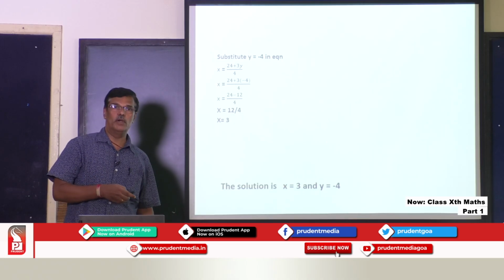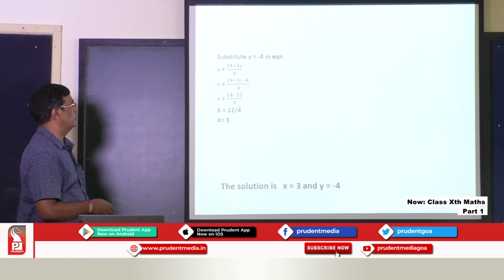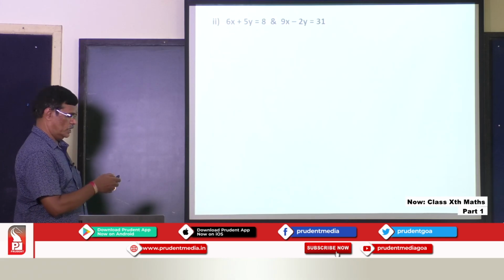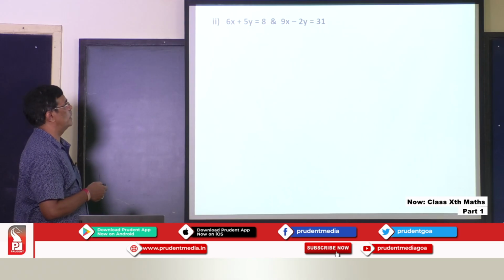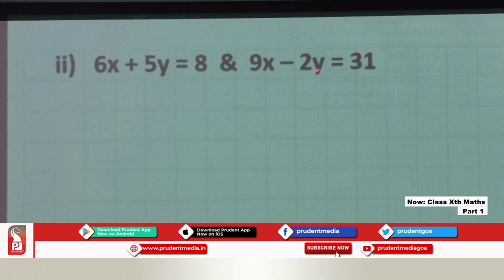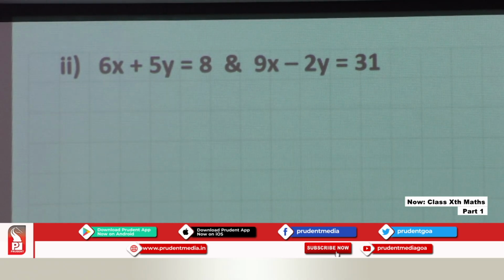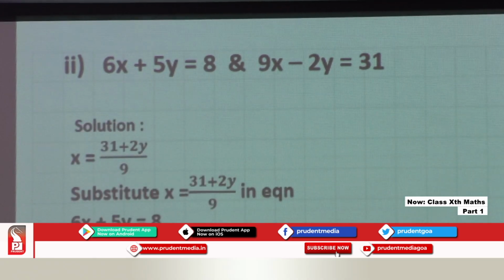Let me take one more problem on substitution method only. Here is the second problem I have taken, that is 6x plus 5y is equal to 8 and 9x minus 2y is equal to 31. Let us find the solution for this now.